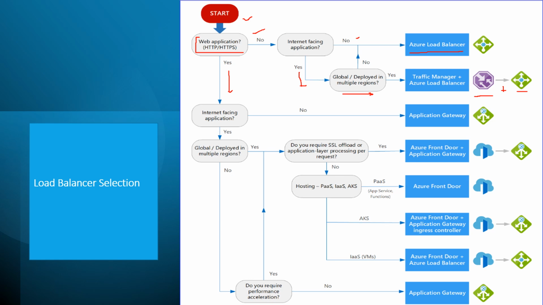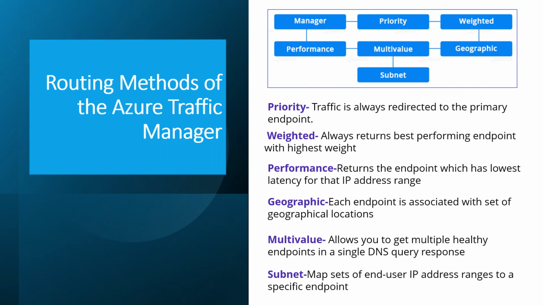rest of the theory. There are multiple traffic routing methods available with the Azure Traffic Manager. One of them is going to be priority, and you can always put the highest priority on that particular node where you want to redirect all the traffic. You can also put some priority on your failover nodes as well.